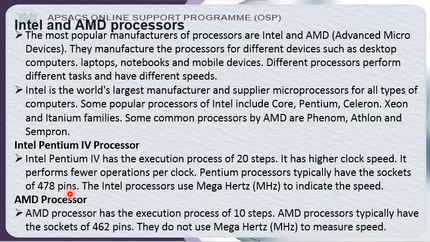AMD processors have an execution pipeline of 10 steps. You can see here the pipeline of 20 steps in a Pentium 4, and AMD has 10 steps. AMD processors typically have a socket of 462 pins, so they have fewer pins as compared to the Intel processor. They do not use megahertz to measure the speed, so their processing speed is not measured in megahertz. They have their own unit to measure their speed.